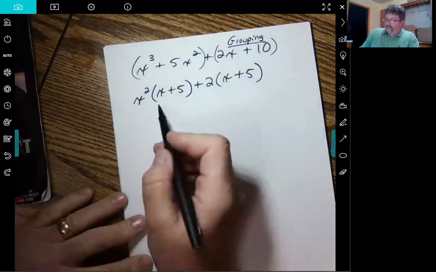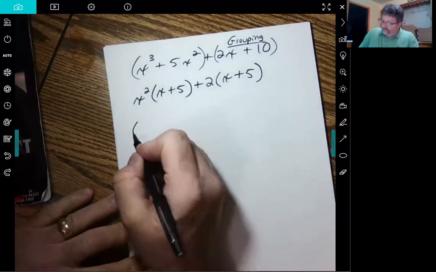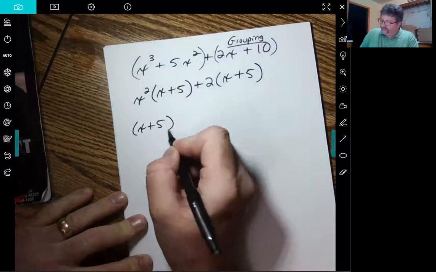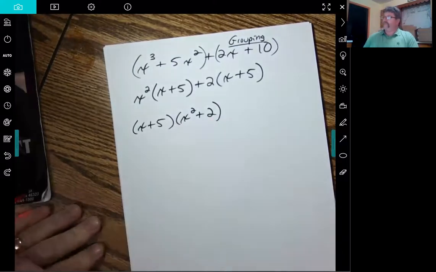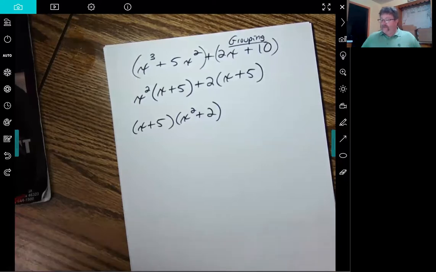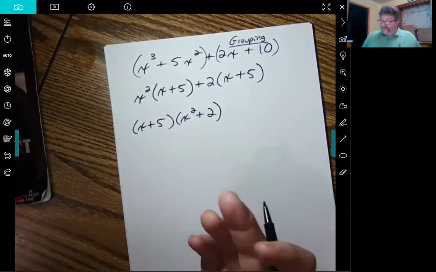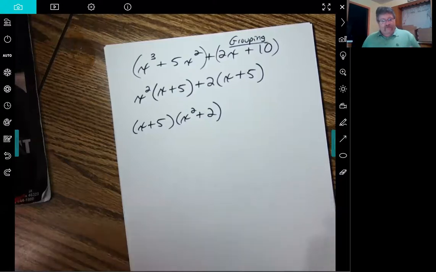Okay, so we get a match here. We got a match. Factor out the match. X plus 5 comes out, leaving me with an x squared plus 2. Okay, so the grouping technique is going to be like that. It's going to be group them, look at the individual groups and see if you have anything in common, and then see if you have a match after you do that.